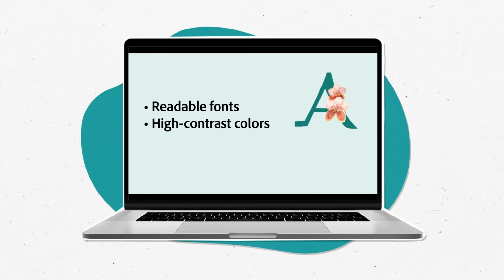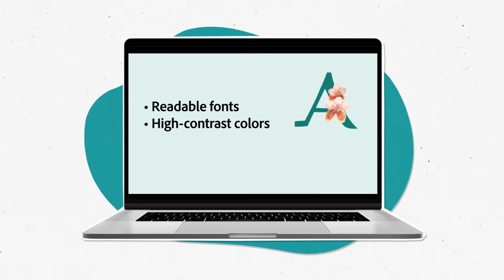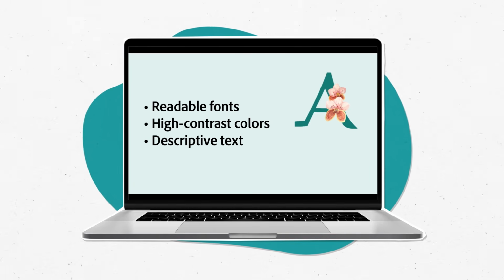High contrast colors. Ensure there's enough contrast between text and background colors to make your content legible. Descriptive text. Use alt text for images where applicable, as well as description links to provide context for users with screen readers. Designing for accessibility is not just a best practice, it's also a legal requirement.